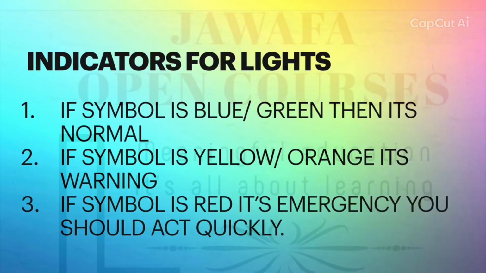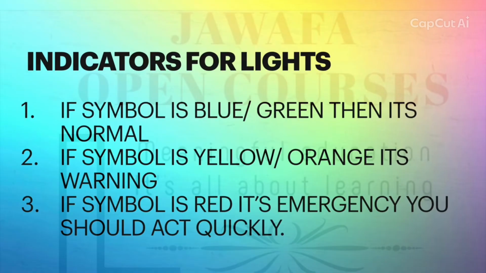Then there are indicators, meaning how can you tell from the symbol what condition the lights you see in front of you are operating in. If the light symbol in front of you is blue or green in color, then this is considered normal, meaning your light is currently on. This is clearly visible to you.